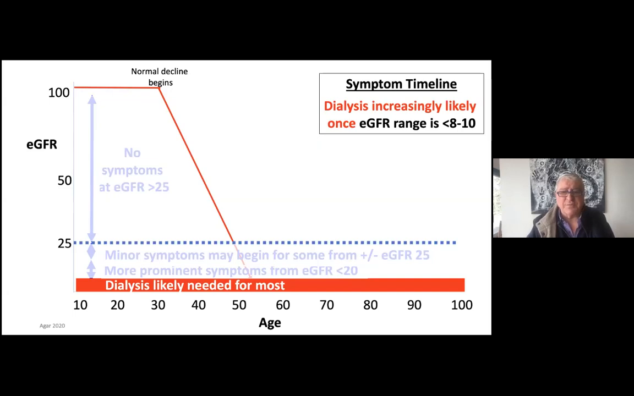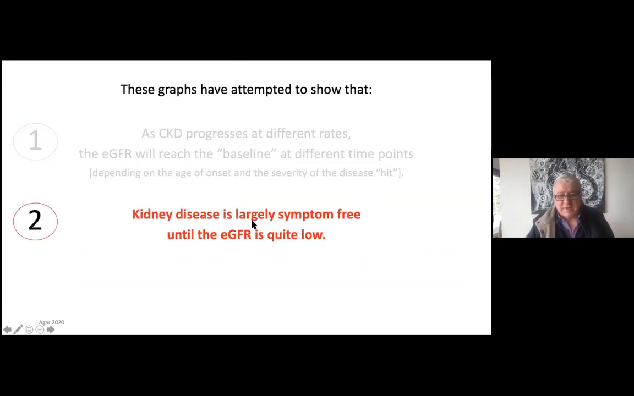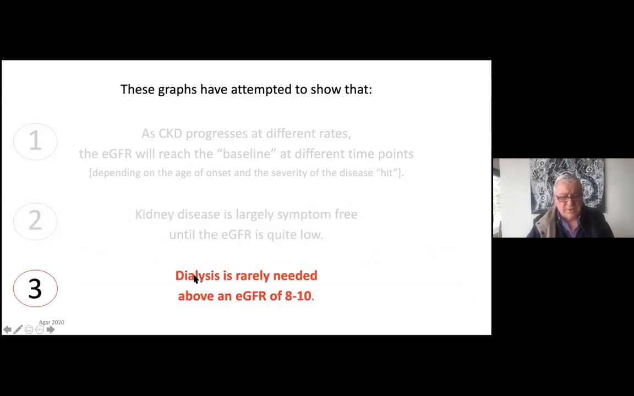These graphs show that as CKD progresses at different rates, the eGFR will reach the baseline at different time points. And this will depend upon the age of onset and the severity of the disease hit. Kidney disease is largely symptom-free until the level of kidney function is really quite low. And symptoms prior to that may be due to other reasons.